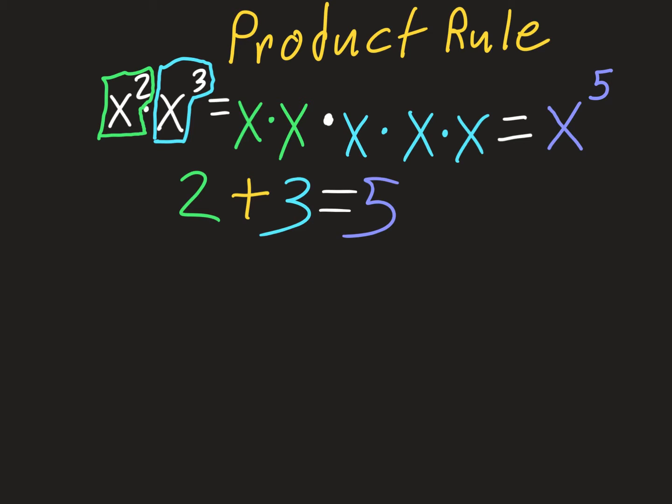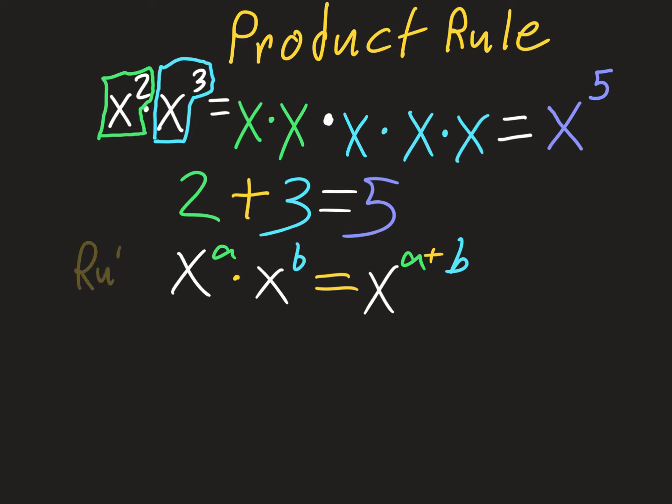If this is true for every pair of exponents that you multiply together, then x to the a times x to the b will give you x to the a plus b. This form, where we replace both our base and our exponent with generic letters or variables, is called a rule. Let's investigate this rule further.